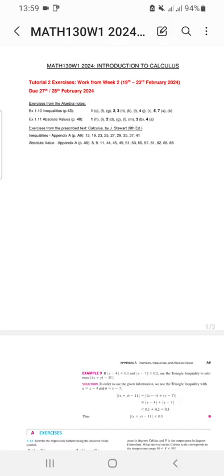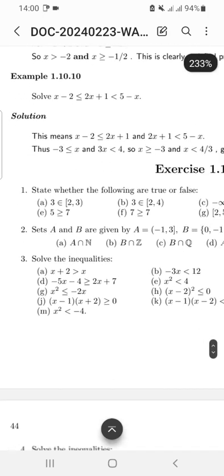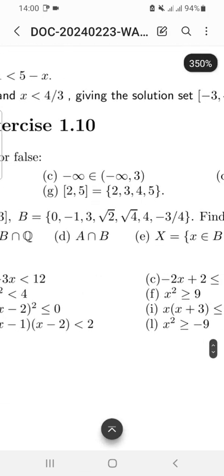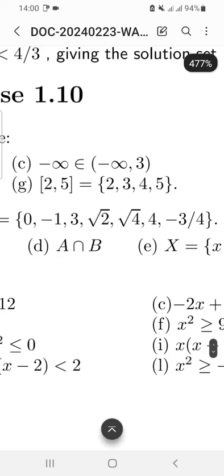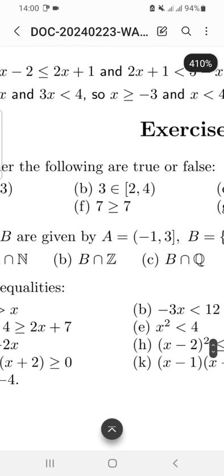Alright, so I'm going to be doing exercise 1.10 in inequalities and exercise 1.11 absolute values of the math tutorial. So 1C and F, okay? Now 1C states: is negative infinity an element of minus infinity to 3? That's 100% correct, right? Because minus infinity is one of the things in the brackets. Now we're doing F. Is 7 greater than or equal to 7? That's 100% correct. 7 is not greater, but it's equal to 7.